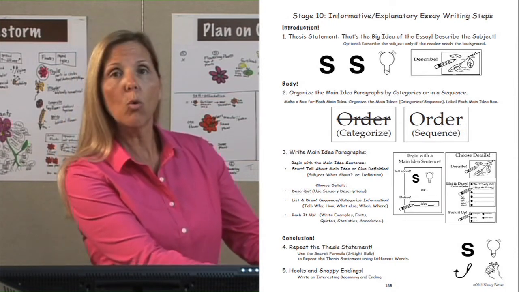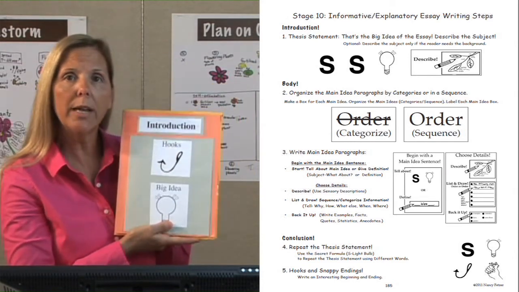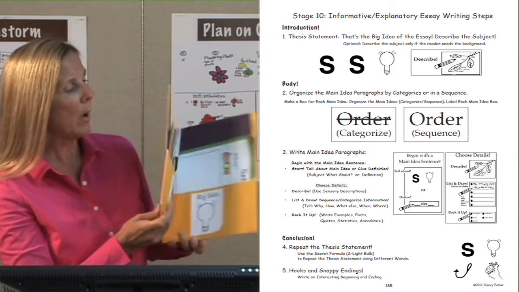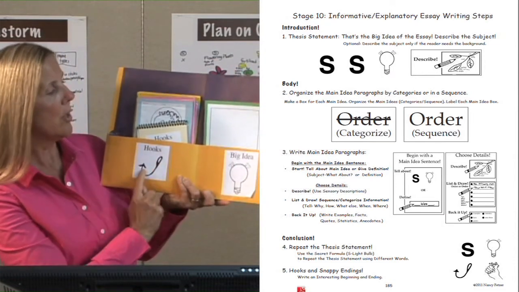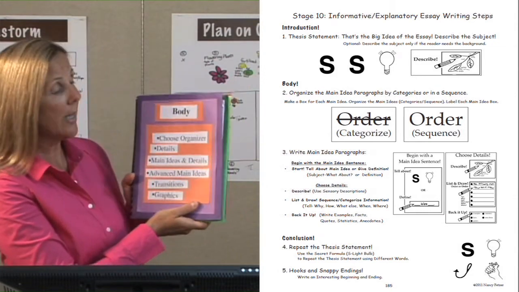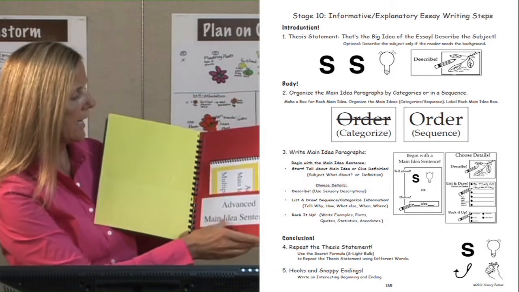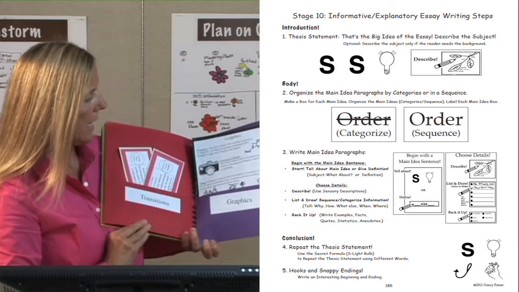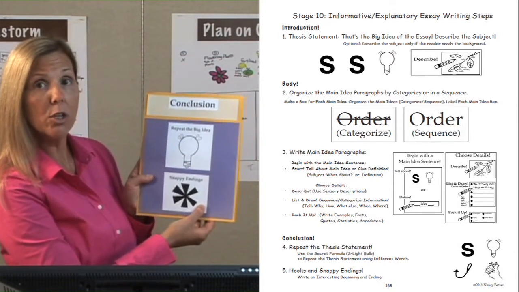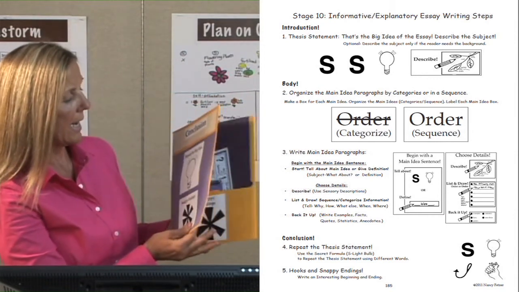First of all, in order to organize all these, what I suggest is that you get 3 file folders. Label 1, Introduction. And in the introduction, we'll have our hooks and our big idea. That way, when you open up the file folder, you have your hook and big idea tools right inside. Then you have the body, and in the body, we'll have all the tools in here for writing details, main idea sentences, advanced main idea sentences, as well as transitions and graphics. And finally, a conclusion folder where you will have my tools for helping repeat the big idea and for snappy endings.